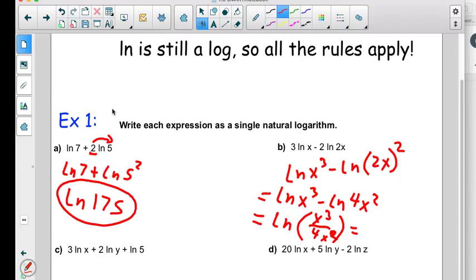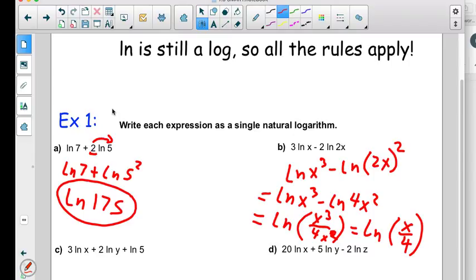What has more x's, the top or the bottom? The bottom. So how many are we going to be left with in the end? One on the top. So it's going to be the natural log of x over 4. Any questions on that problem?